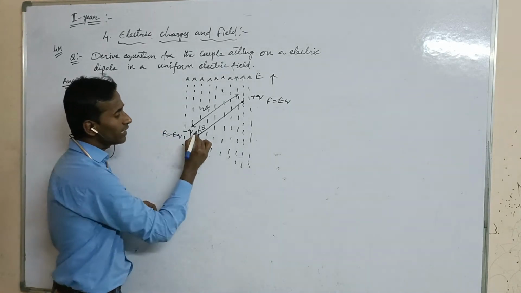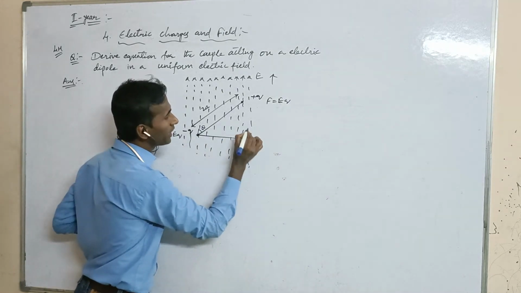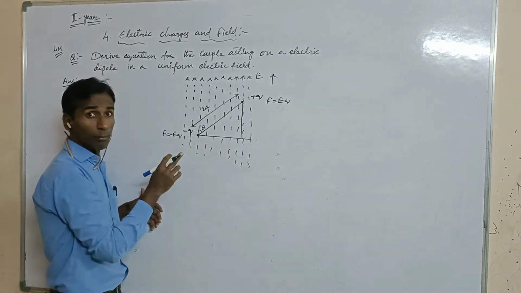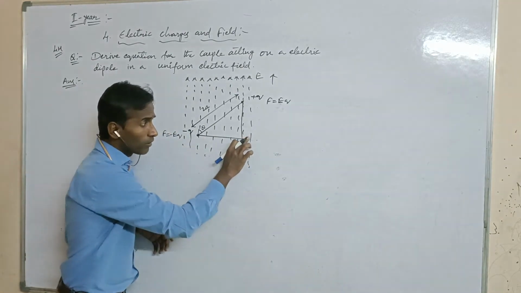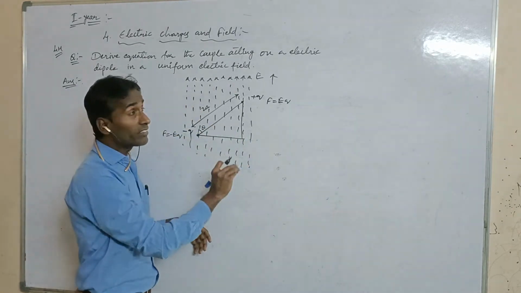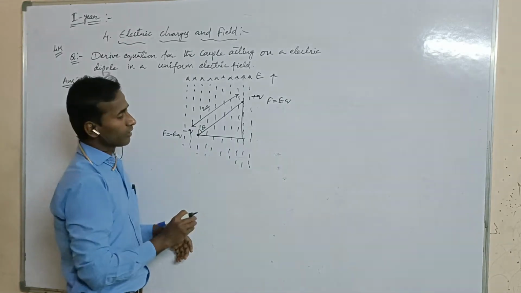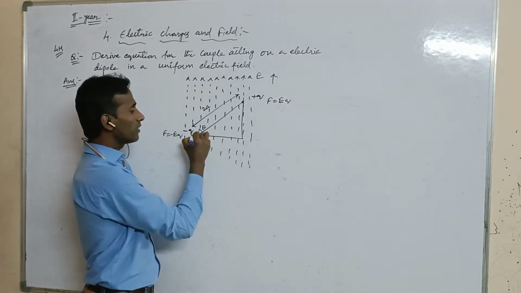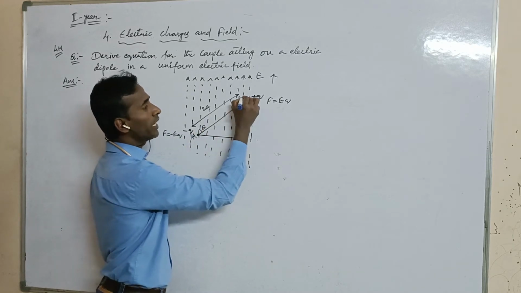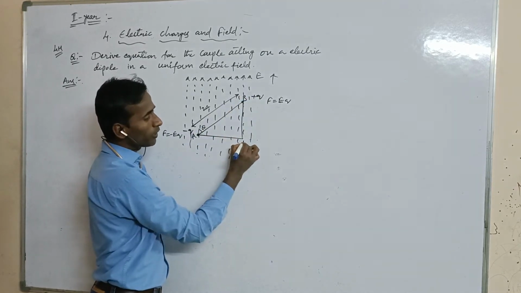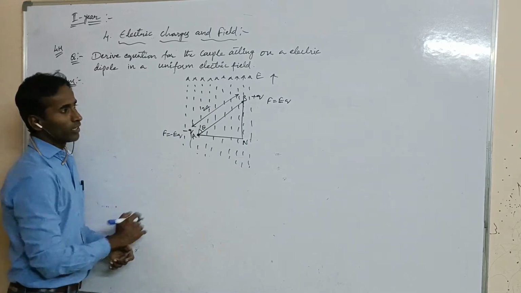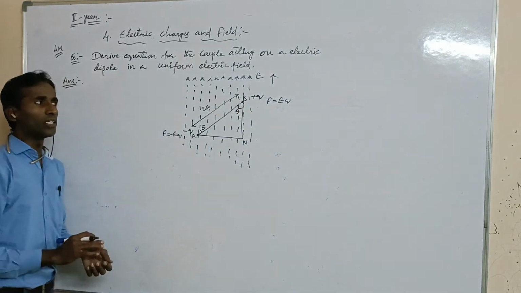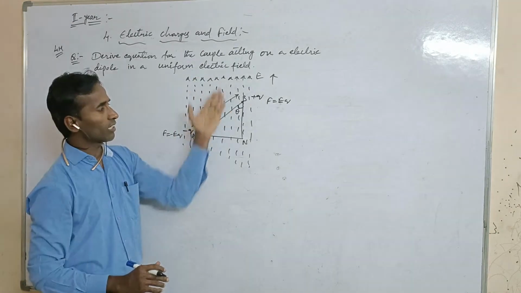Now let us consider a perpendicular distance. That perpendicular distance is perpendicular to the direction of the electric field. This is the perpendicular distance, and these two charges are at point A and point B, and this is the point N. Now the dipole is making an angle theta with the direction of the electric field.